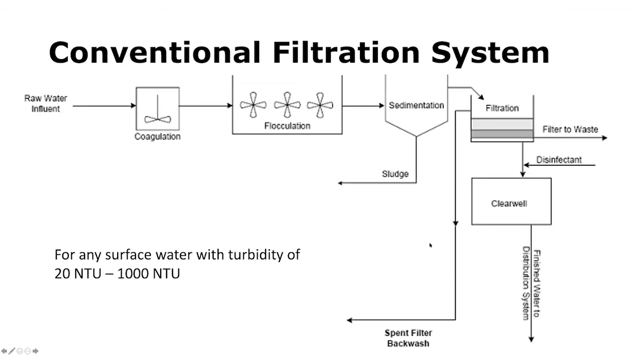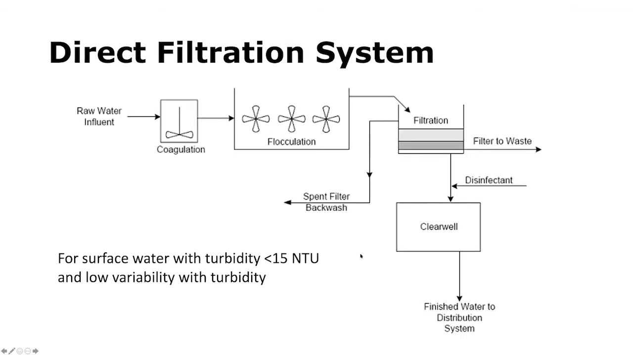So again, this is a conventional filtration system using raw surface water, might have sedimentation followed by filtration. This process, if used in this configuration with coagulation, flocculation, then sedimentation, and then filtration, we'd be able to use this type of configuration for any surface water that has turbidity values of 20 NTU all the way up to 1000 NTU.